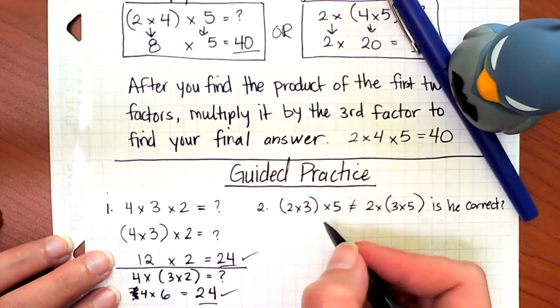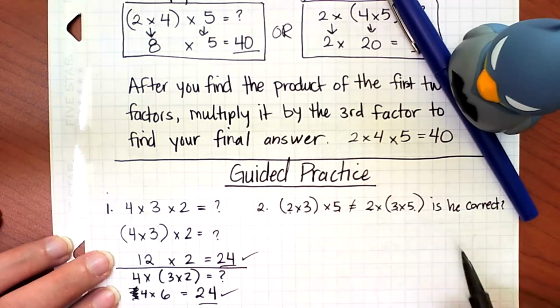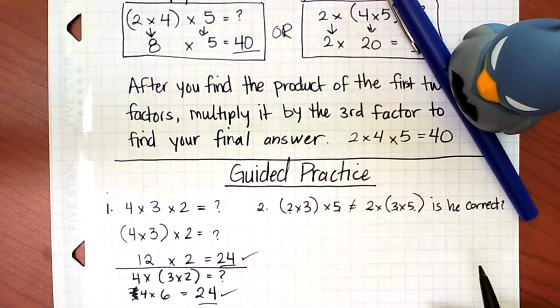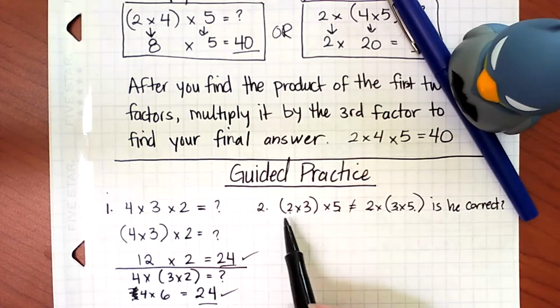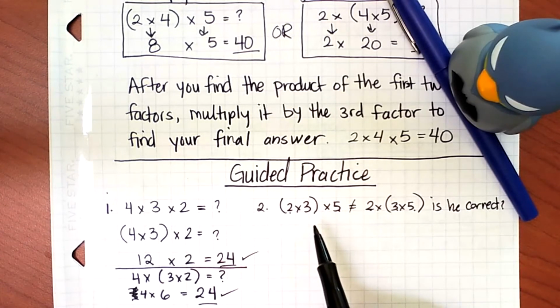So let's see. We know that these numbers are the same, 2 and 3 and 5, 2 and 3 and 5. Now we also know that our associative property tells us that we can group our factors in any order and our product is going to stay the same. That means I can pick any two numbers out of my three numbers here to multiply first, and then when I multiply by the third number, no matter which order I'm doing it, it stays the same.